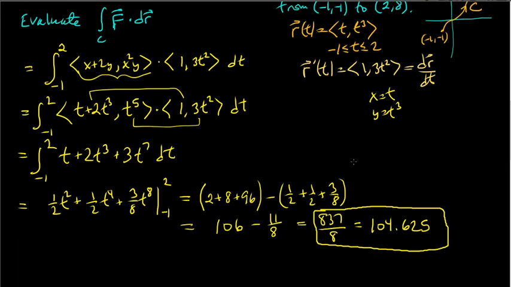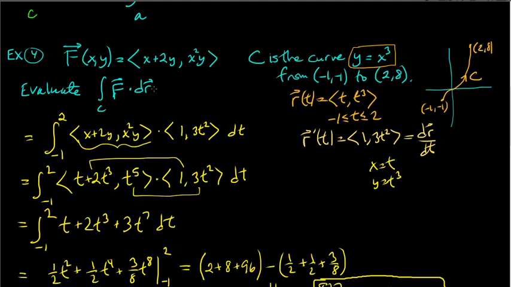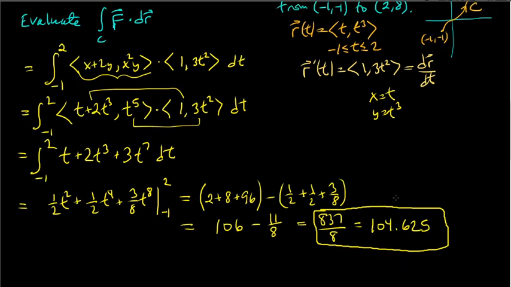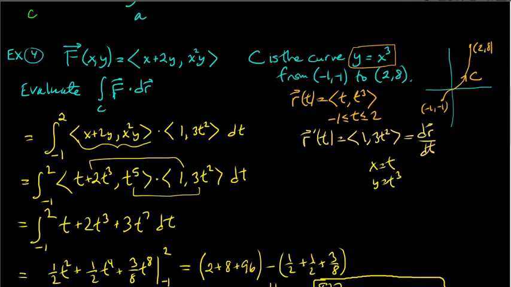So what does that number represent? Well, if F is the force field, it's a field of force. At each point you have a different vector representing the force, and you're moving the point along the curve. It's essentially the work done by the vector field to move the object in that direction.